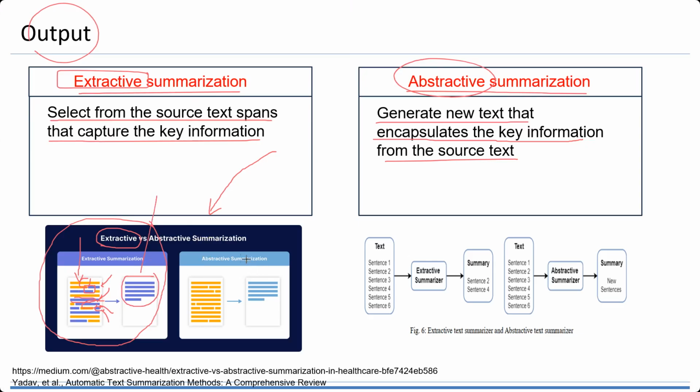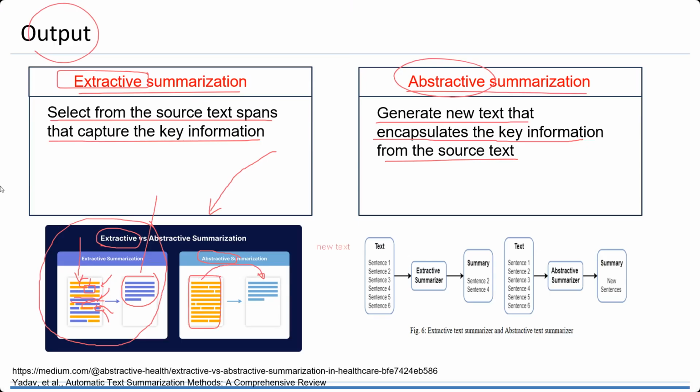When we deal with abstractive summarization, it means we have a document and we generate newly written text. So this is new text, and it may be different from the text that you have in the document.